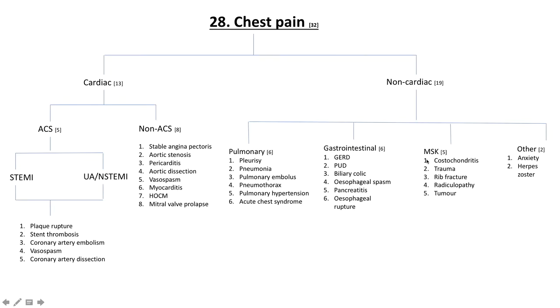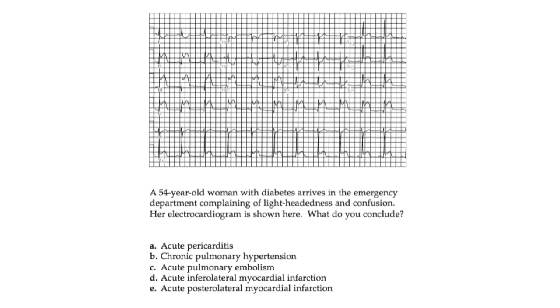So before we dig into the algorithm, I thought we'd keep things a little bit fresh and exciting today by discussing an OSCE question for all you OSCE buffs out there. This one is taken from the Mayo Clinic, okay? A 54-year-old woman with diabetes arrives in the emergency department complaining of lightheadedness and confusion. Her ECG is shown here.